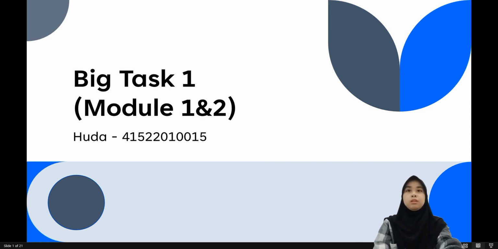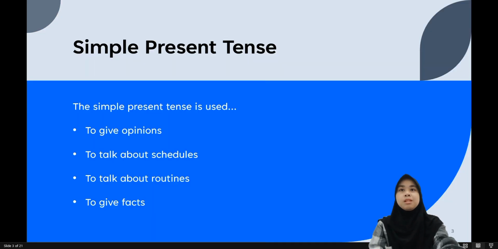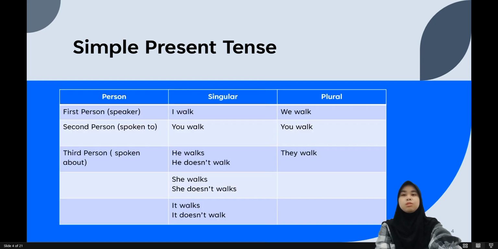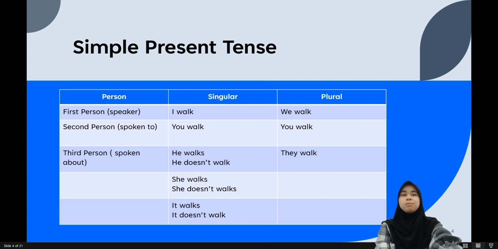Module 1 and 3. Sorry, it's a typo. Module 1, about computers and simple present tense. Simple present tense is used to give opinions, to talk about schedules, to talk about routines, and to give facts.